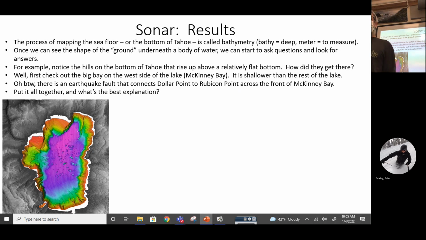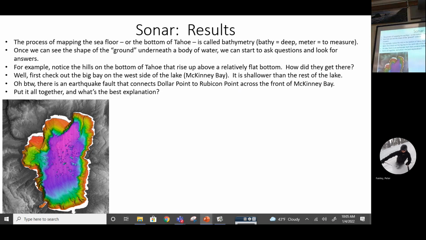Once we can see the shape of the ground underneath a body of water, we can start to ask questions, and then we can look for answers. So look at this map of Lake Tahoe. What I want you to notice is these hills down here. You see these hills in the middle of the lake? The purple is the deepest water, right? And there's these hills that are blue in the middle of the lake. Where did they come from? How did they get there? How were they formed? We know they're there. We've measured them. It leads to this question, how did they get there?